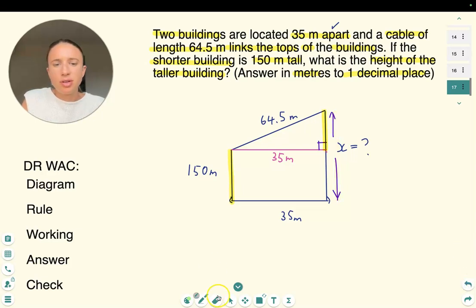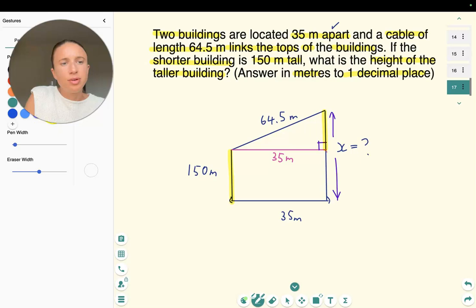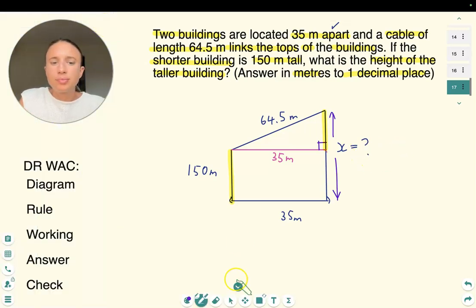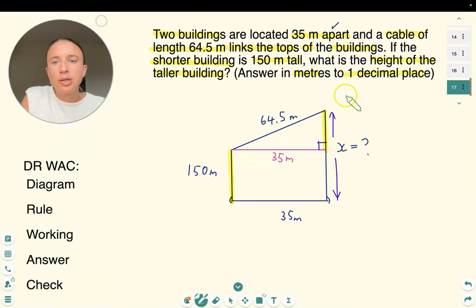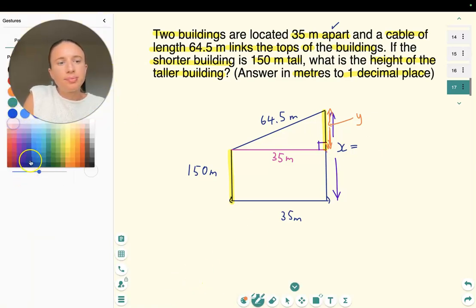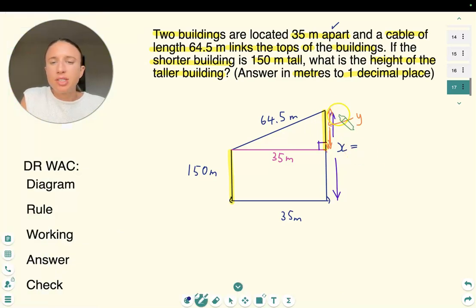So what can we do? Let's call this distance y. And then we can say x is going to be, so this full distance is going to be y plus 150. Y plus 150. Okay, pause the video and have a break if you need.